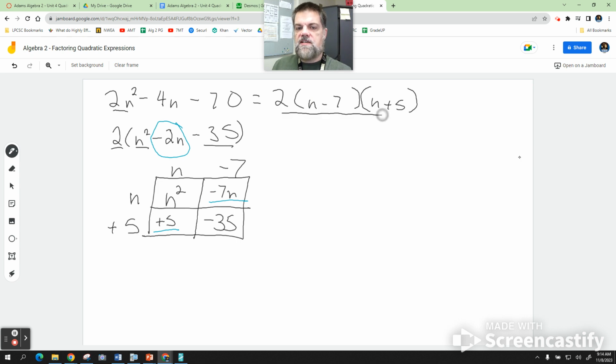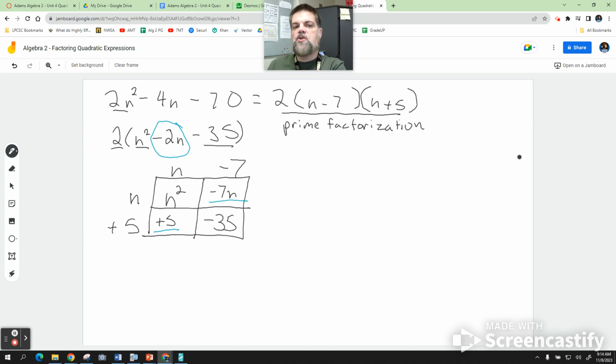This is what we call prime factorization. Now in front-end loading, really what I'm trying to teach you today is just how to factor. But I keep throwing these terms at you. Prime factorization means that we factored it till it can't be factored anymore.